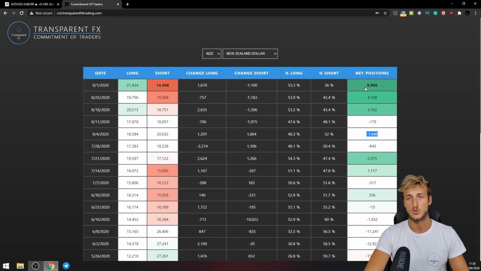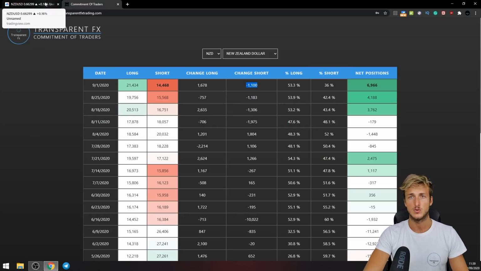And what we can see with the last reports is that institutions went from having minus 1.4k net positions to having now plus 6.9k net positions. So we went from having way more shorts than longs, with 20k shorts and 18k longs, to having now way more longs than shorts, with 21.4k longs and 14k shorts, with 1.6k longs added with the last report and minus 1.1k shorts getting closed.